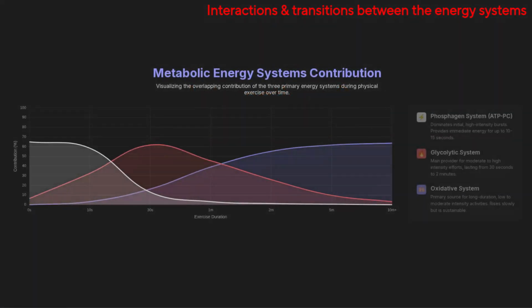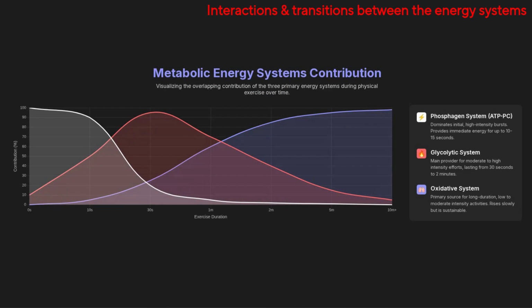Here is a visual idea for listeners. Imagine a graph where the phosphagen contribution peaks early and falls quickly, glycolysis rises and dominates in the middle, and oxidative contribution rises slowly and dominates after a few minutes. The three curves overlap rather than meeting at sharp edges. This can also be seen on screen now for our viewers.